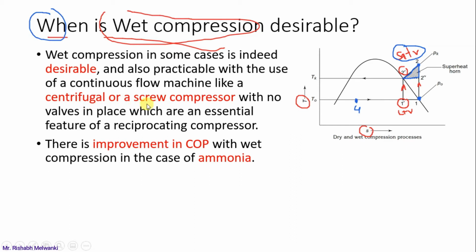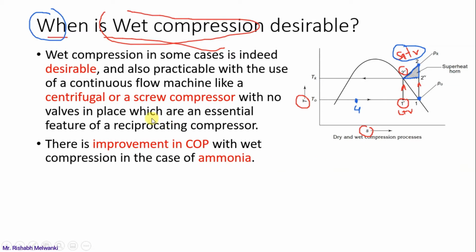In these types of compressors, there are no walls, so the effect of sludging is not prominent over there. It will not damage the piston walls because a piston cylinder arrangement is not present. That is why in the case of centrifugal and screw compressors we can use wet compression. But if we have a reciprocating compressor, in that case we have to use dry compression, or point 1 can be superheated also, that is, the entry to the compressor.